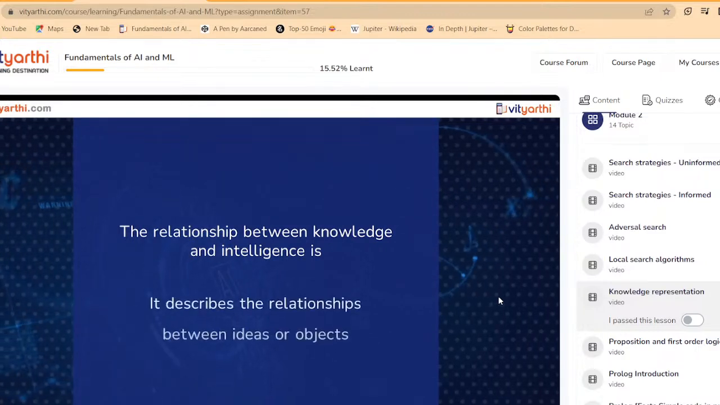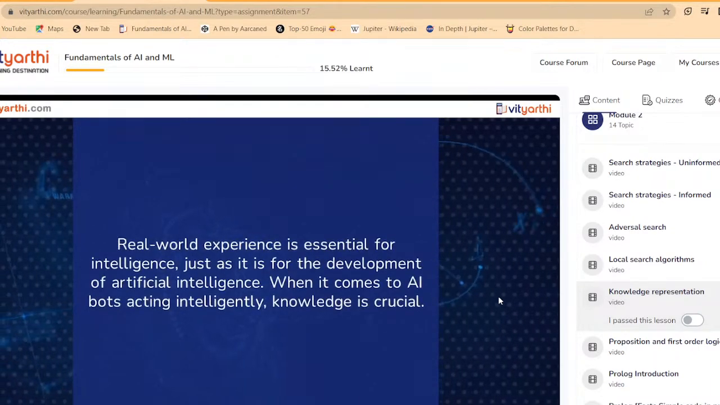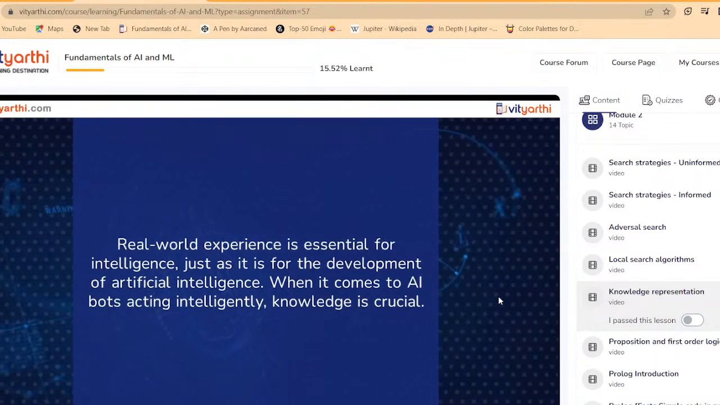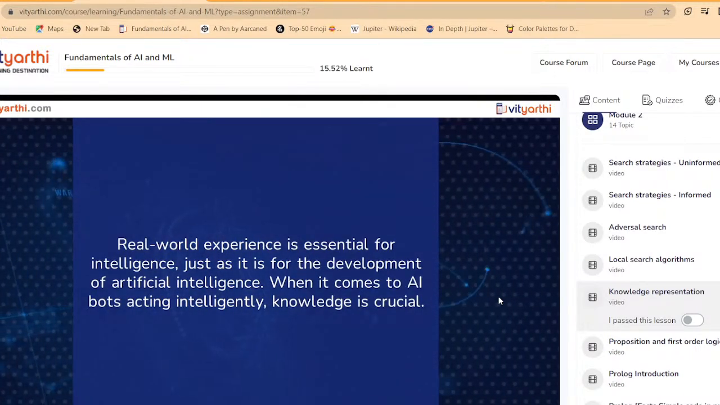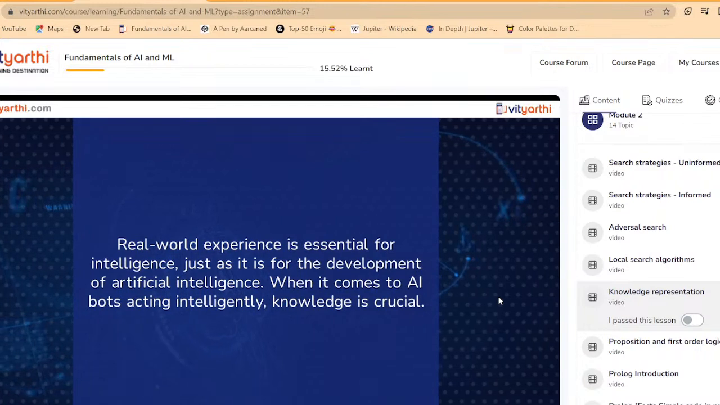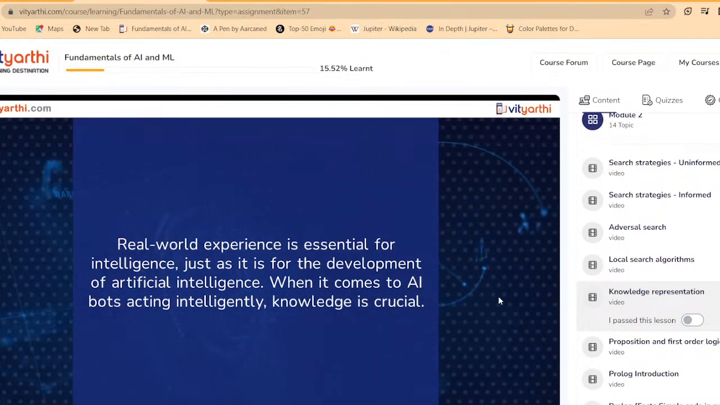And intelligence. Real-world experience is essential for intelligence, just as it is for the development of artificial intelligence. When it comes to AI bots acting intelligently, knowledge is crucial. Only when an agent has some information or expertise regarding an input will it be able to respond appropriately.